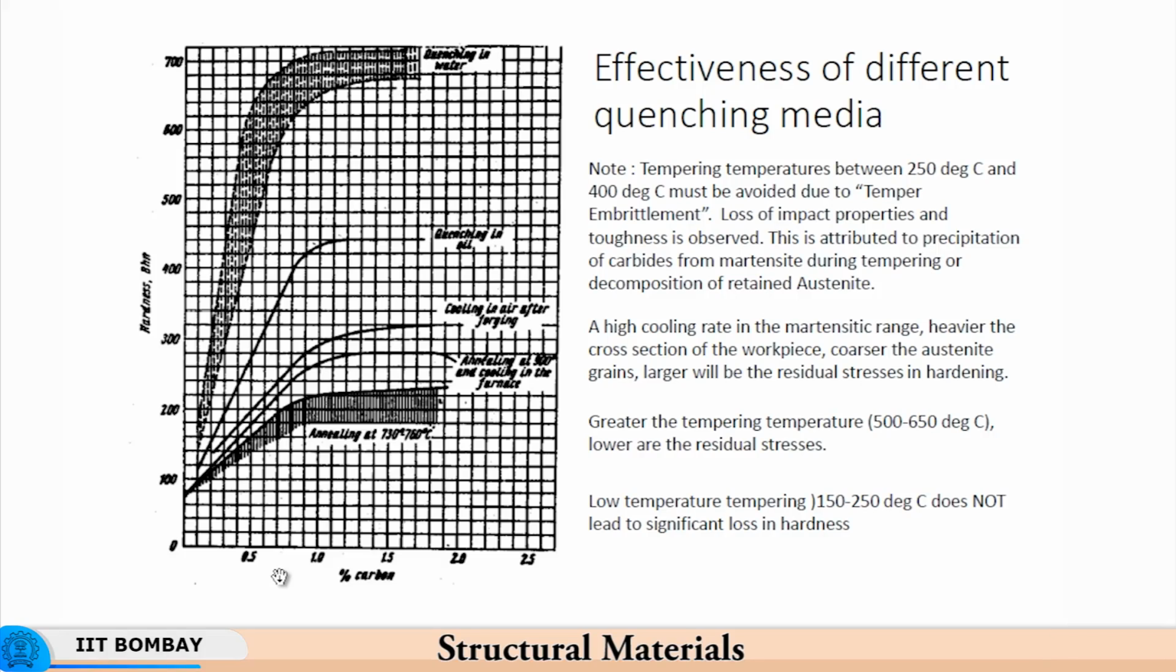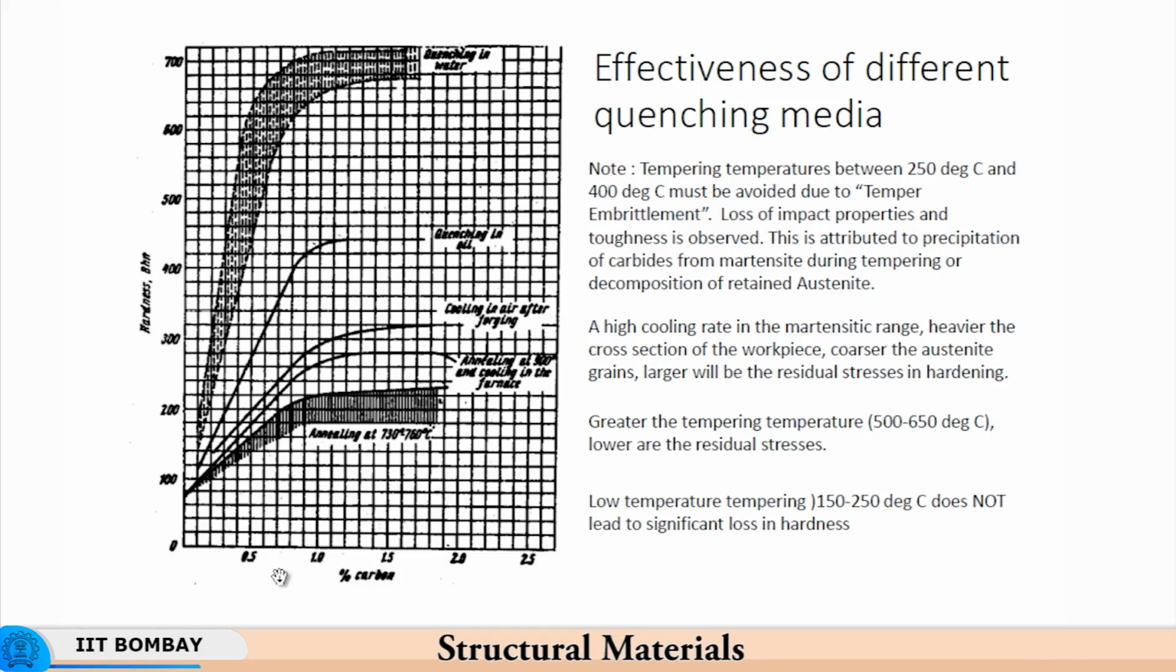If you do normalizing, the cooling rate in normalizing is much gentler than that of oil as well as water, and so cooling in air will give a much smaller cooling rate and therefore a lower hardness. So, even if the carbon percentage is the same, the cooling medium, namely air, will give you a lower hardness.